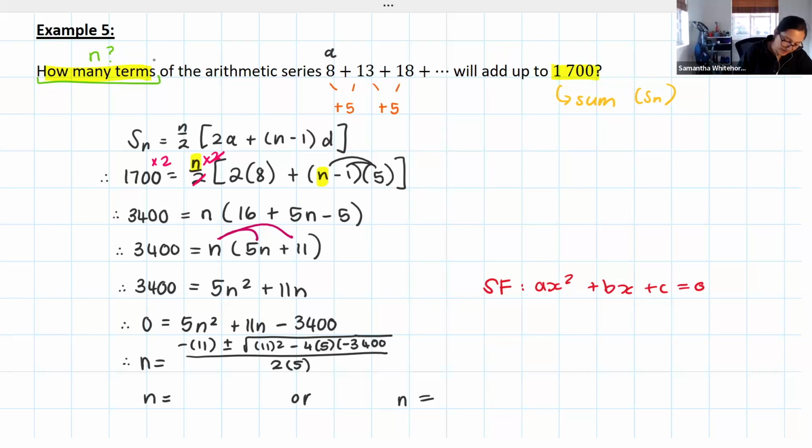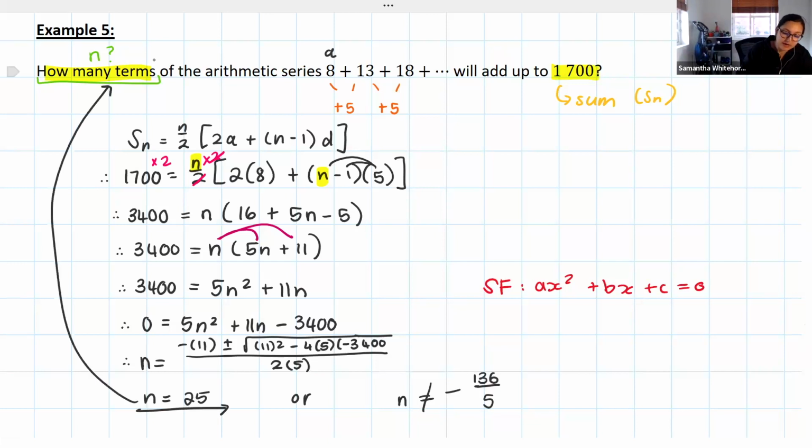Okay, so exactly as we put on the chat, our two values for n, so we're looking at 25 or negative 136 over 5, which is negative 27 comma whatever. I don't really care what it is because that's not a valid answer. Remember, n can only be a natural number, 1, 2, 3, 4, 5, etc. And so what we worked out is that if I add 25 terms of this arithmetic series, I will end up with the sum of 1,700.